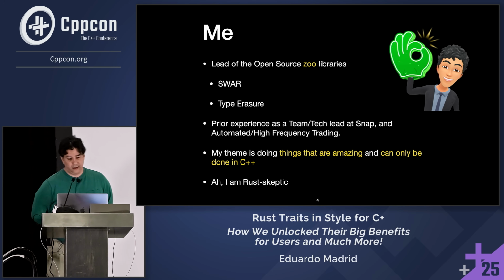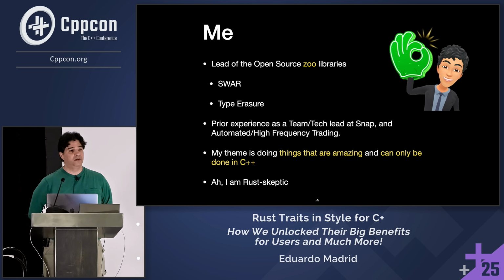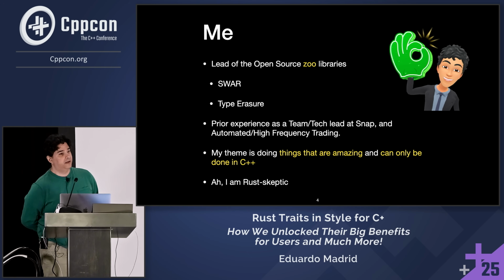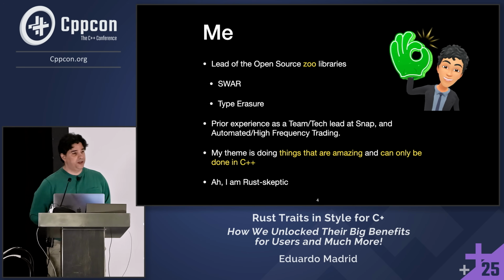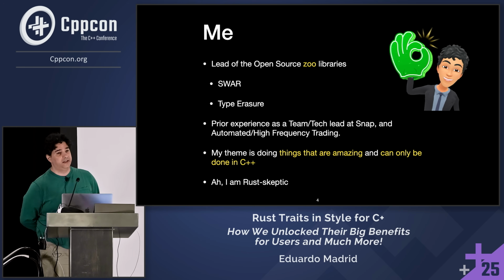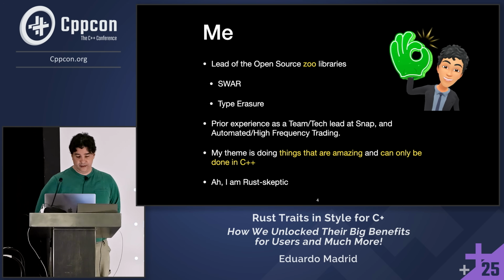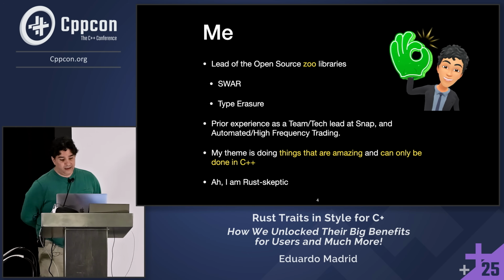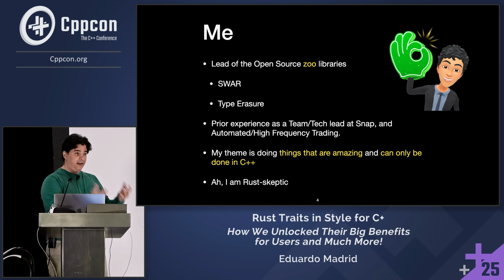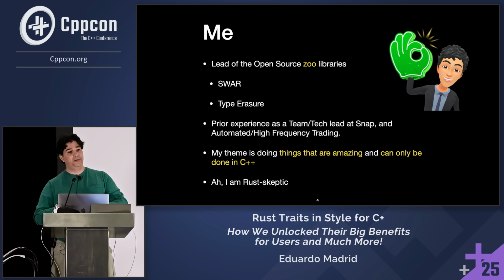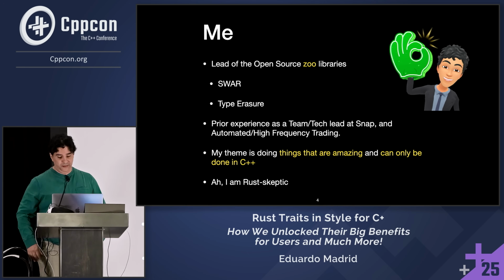Before, I was a team lead or a tech lead at companies such as Snap and hedge funds that do automated or high-frequency trading. So there was an environment that was very challenging because, for example, in Snap, object code size matters a lot in the mobile space. At automated trading, low latencies are paramount. And the things that I try to communicate with the community are things that are amazing that can only be done in C++ because of the specific characteristics of the envelope of abilities that C++ gives us.